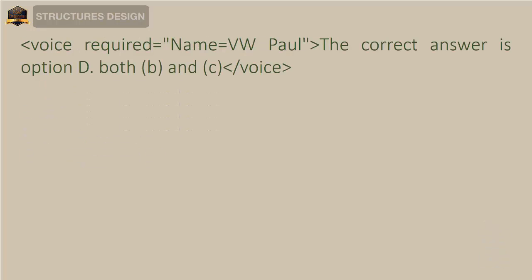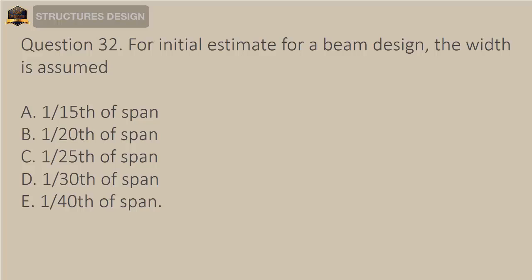Question 32. For initial estimate for a beam design, the width is assumed A, 1/15th of span, B, 1/20th of span, C, 1/25th of span, D, 1/30th of span, E, 1/40th of span. The correct answer is option D, 1/30th of span.